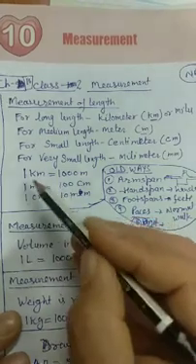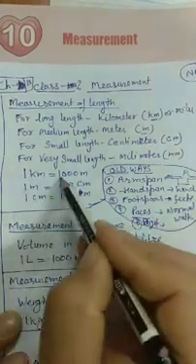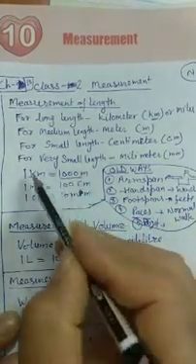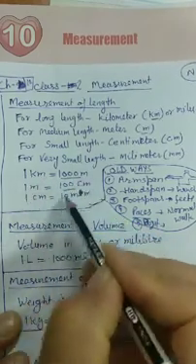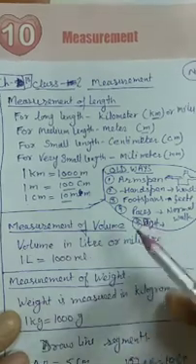And what is the relation between these? So this you can do like a fill in the blanks. Also you can learn: 1 kilometer is 1000 meter, 1 meter is 100 centimeter, and 1 centimeter is 10 millimeter.